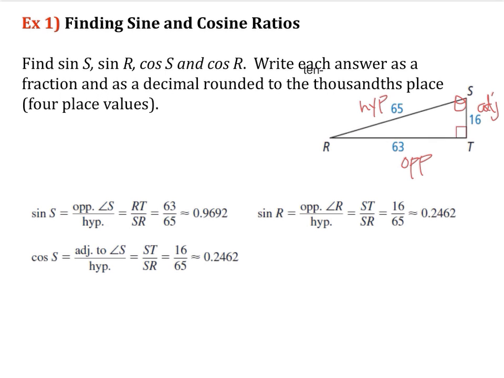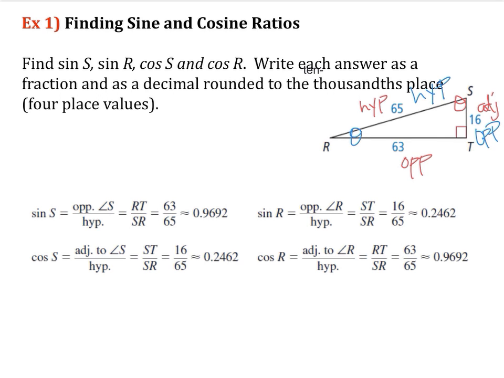Now let's switch over to the other acute angle, and that's R. So the sine of R, this time we want opposite of angle R. So I've switched to a different color. So opposite of R would be 16. And hypotenuse is hypotenuse, no matter which angle you're looking at. So it would be ST divided by SR. So we would plug in our numbers, 16 divided by 65, and that's what you type in the calculator. Hit enter, and you should get decimal 0.2462.